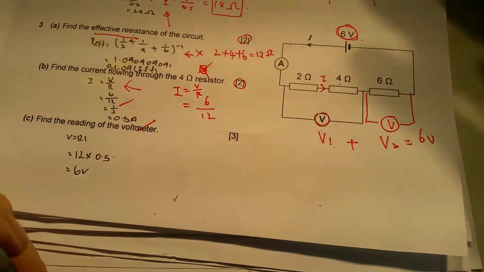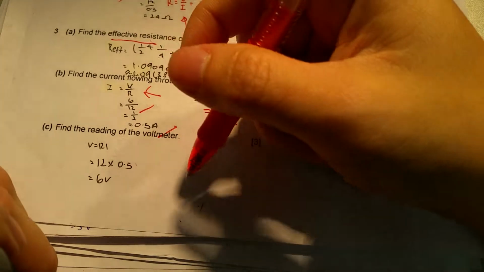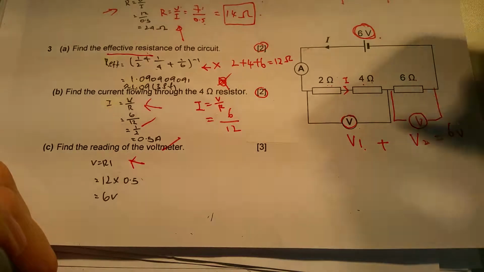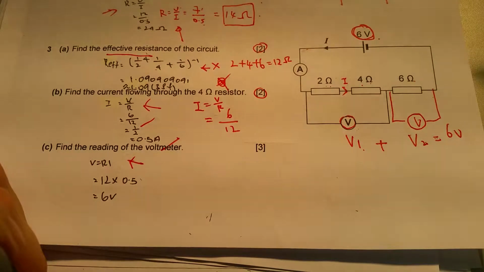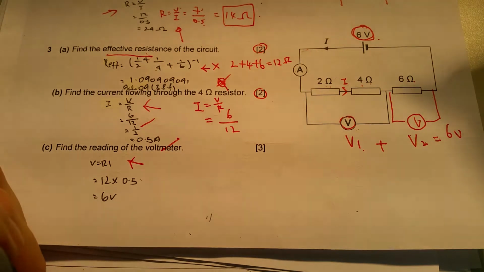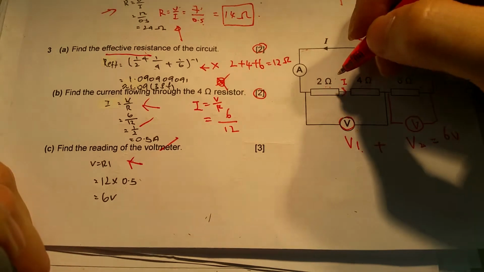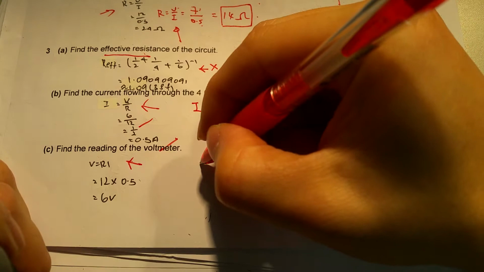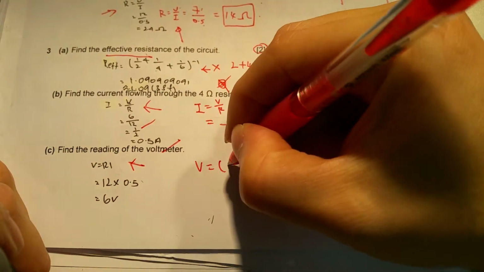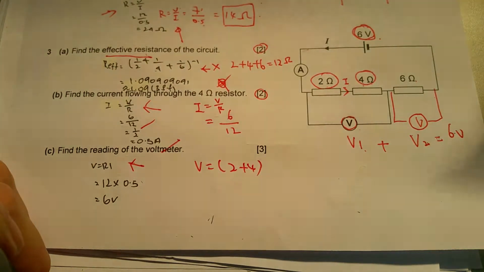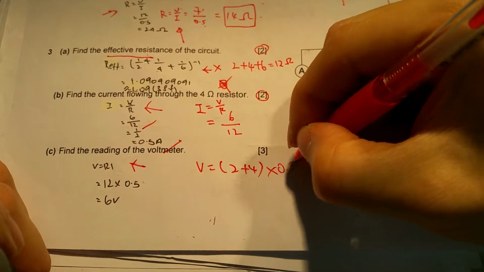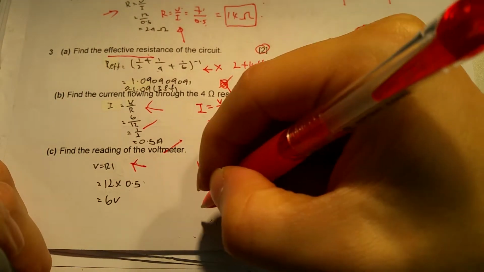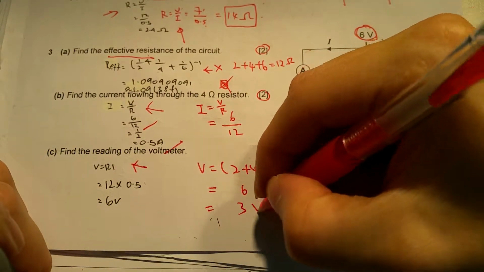So the question is, how do I know what V1 is? I can find it by using the formula V equals IR. The total resistance over here, as you can see, is 2 and 4. So V equals the resistance 2 plus 4, which is in series, times the current, which is 0.5. So it's 6 times 0.5, which is 3 volts.